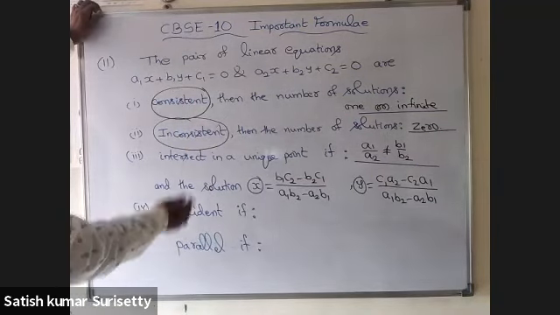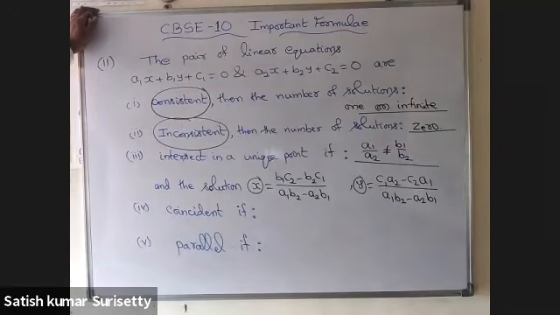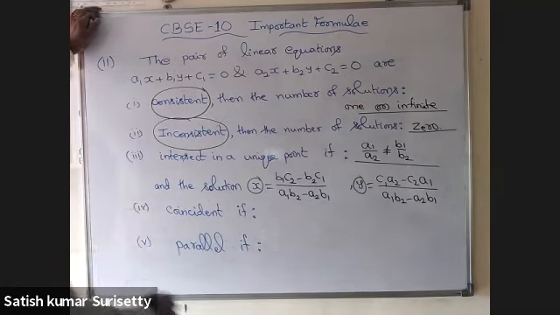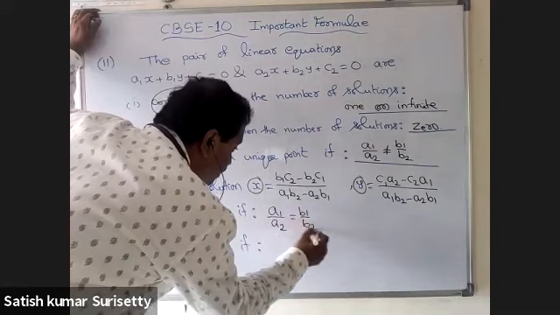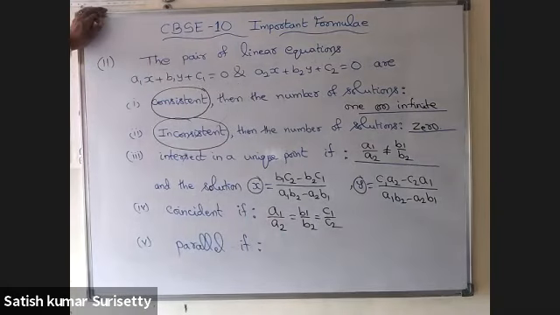Next, one more. The pair of linear equations are coincident. That means both represent the same line geometrically. Under what condition? The ratios of the coefficients of x, y and the constants must be equal. That is a1 upon a2 equal to b1 upon b2 equal to c1 upon c2. Then we can conclude that the two lines coincide and you will have infinite solutions. So when you plot geometrically, they look like the same line.